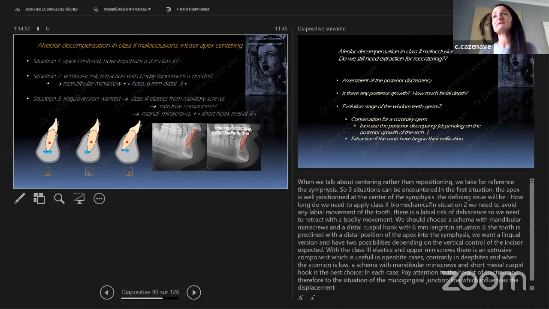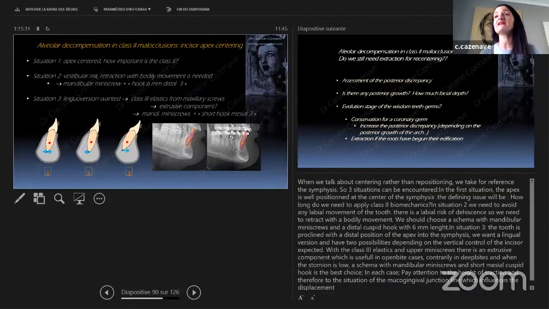The defining issue will be how long do we need to apply class 2 biomechanics? In situation 2, we need to avoid any labial movement of the tooth. There is a labial risk of dehiscence. So we need to retract with bodily movement. We should choose a schema with mandibular meniscus and a distal cuspid hook with 6 millimeter length. In situation 3, the tooth is proclined with a distal position of the apex into the symphysis.